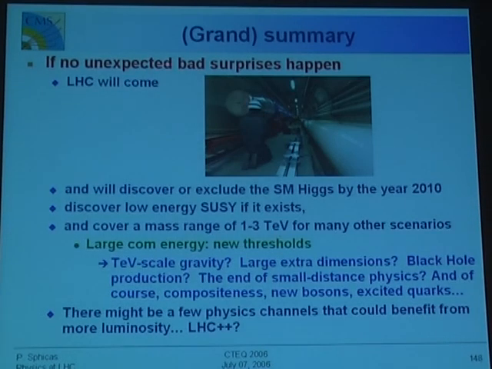If no unexpected bad surprises happen, well, the first thing that will happen is that this guy will complete his job and the LHC will come. And then we will discover or exclude the SM Higgs by the year 2010, discover low energy SUSY if it exists, and cover the whole mass range from 1 to 3 TeV for many, many other scenarios.